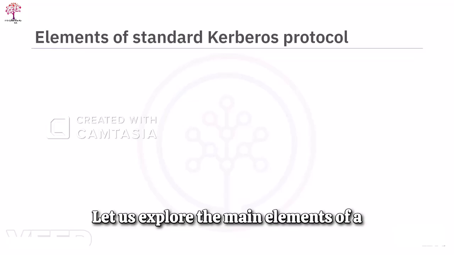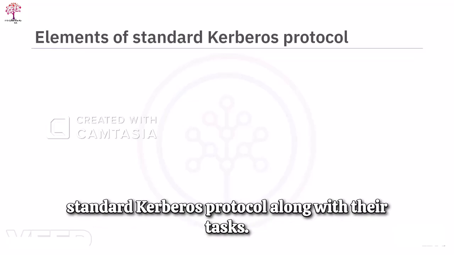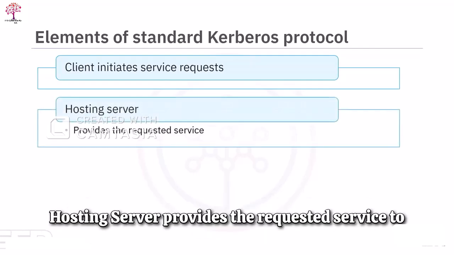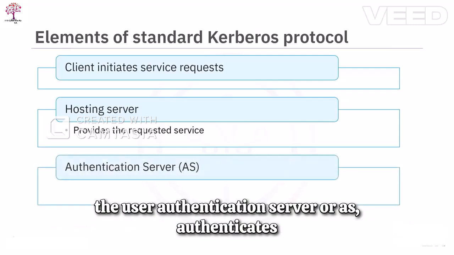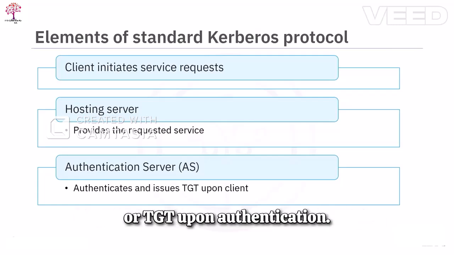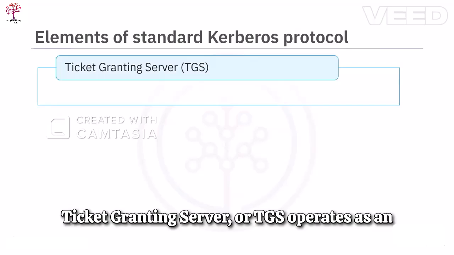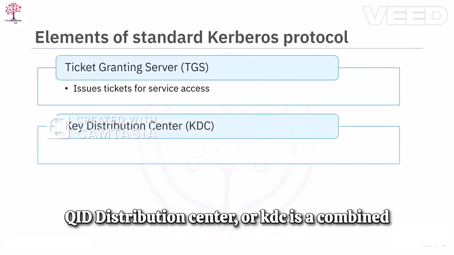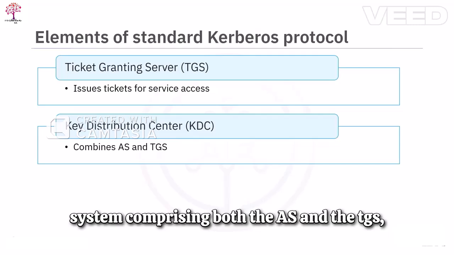Let us explore the main elements of a standard Kerberos protocol, along with their tasks. Client represents the user initiating service requests. Hosting server provides the requested service to the user. Authentication server, or AS, authenticates the client and issues a ticket granting ticket, or TGT, upon authentication. Ticket granting server, or TGS, operates as an application server that issues tickets for accessing services. Key Distribution Center, or KDC, is a combined system comprising both the AS and the TGS, which is central to the Kerberos protocol's function.